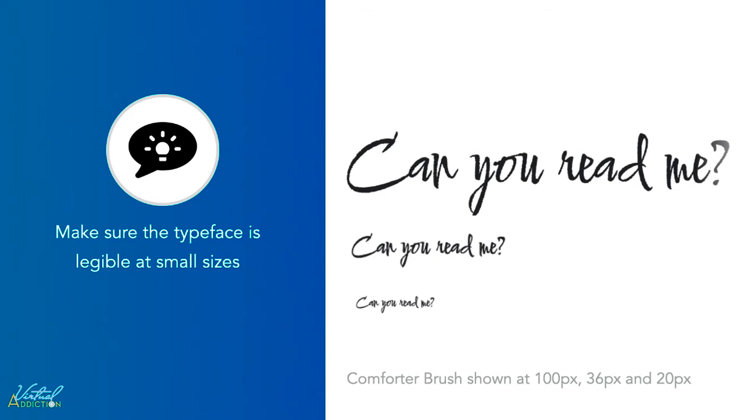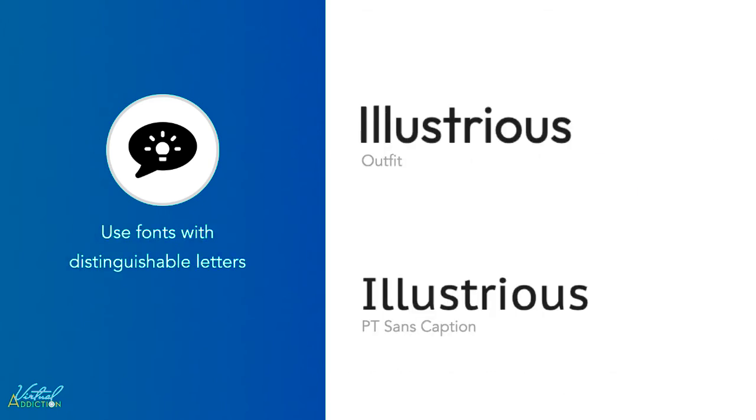Try to avoid fonts that are cursive script, such as the Comforter brush shown here. Although they can be very beautiful, they are difficult to read, especially at smaller sizes. Use fonts with distinguishable letters. Many typefaces make it too easy to confuse similar letter forms, specifically with I's and L's, as shown here. So when you're choosing a type, be sure to check your type out in different contexts and make sure that it won't cause an issue for your users.